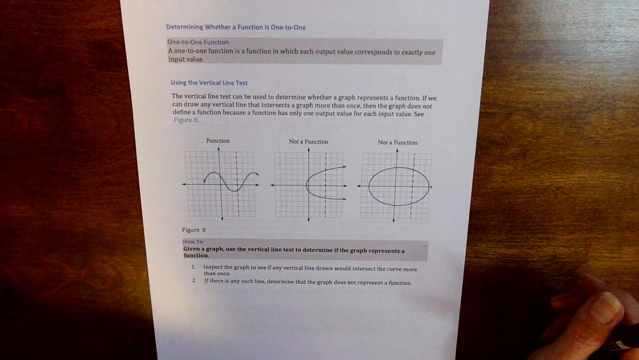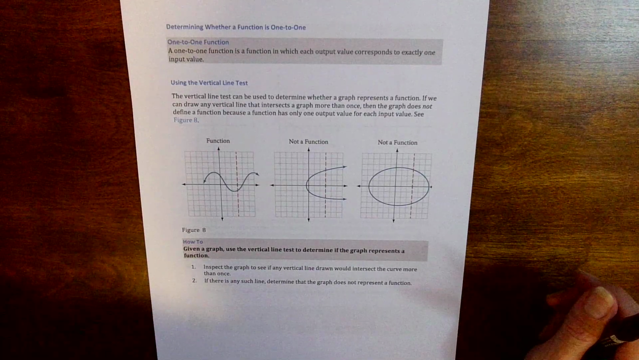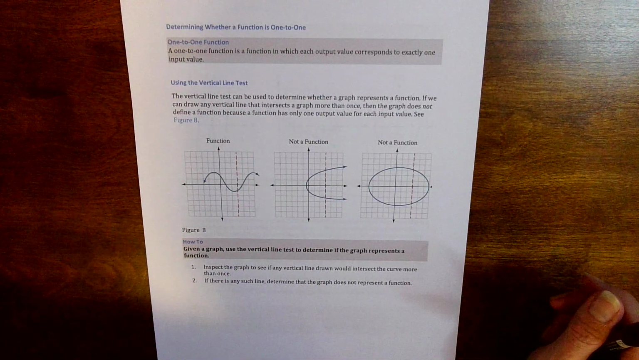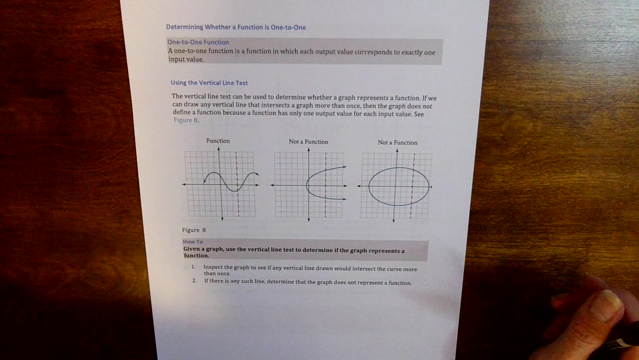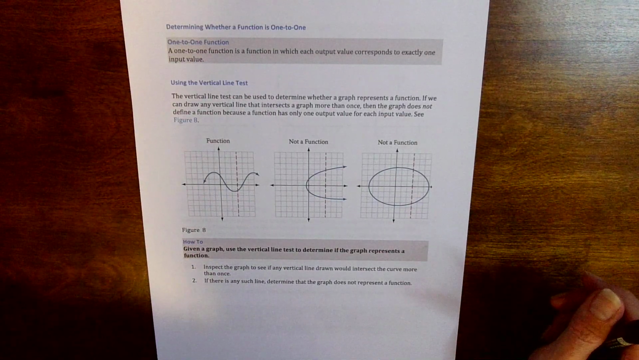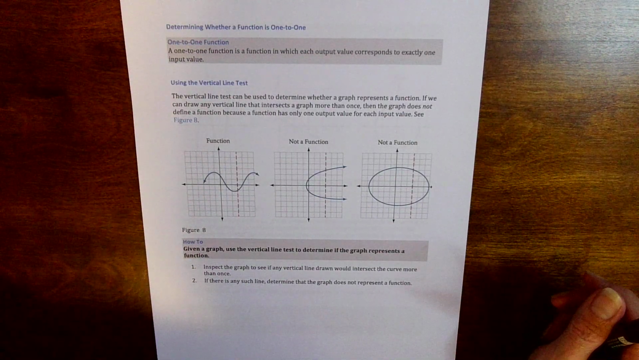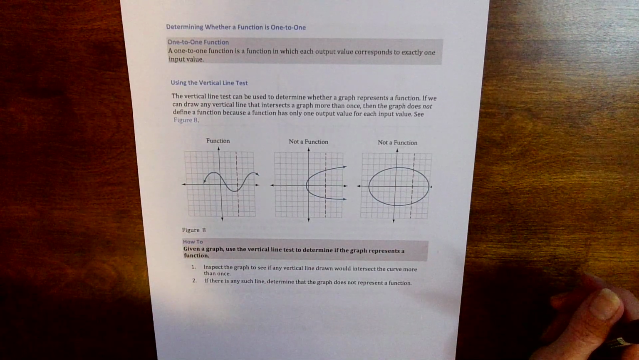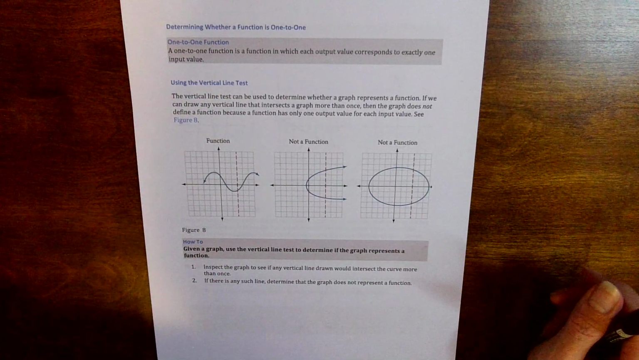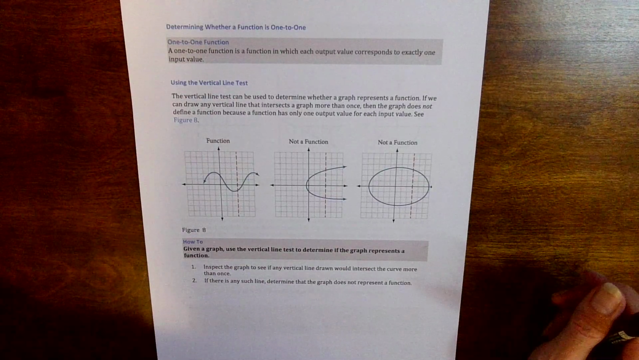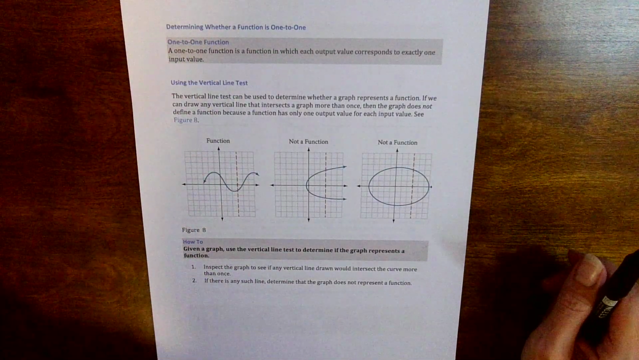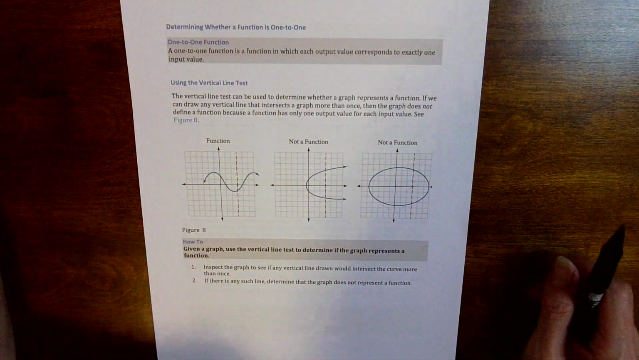We have something called the vertical line test also, or not also, I haven't told you about the other tests. A vertical line test can be used to determine whether the graph represents a function. If we can draw any vertical line that intersects a graph more than once, then the graph does not define a function, because a function has only one output value for each input value. So only one person can have one birthday.